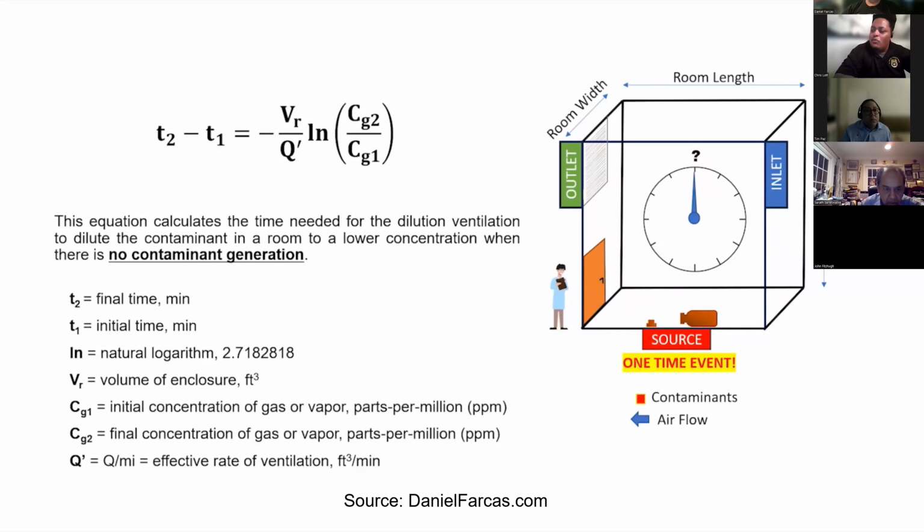Then you have the natural logarithm, which value is 2.7182818. Then the volume of the enclosure, which can be calculated based on room width, length, and height. The initial concentration of gas or vapor in parts per million, the final or desired concentration of gas or vapor in parts per million. The final concentration is the concentration that is safe for re-entry. And the effective rate of ventilation in cubic feet per minute.